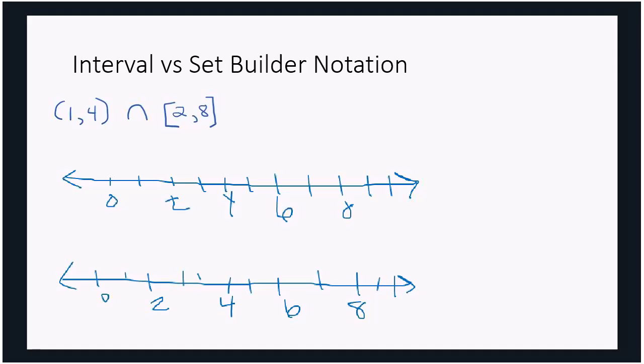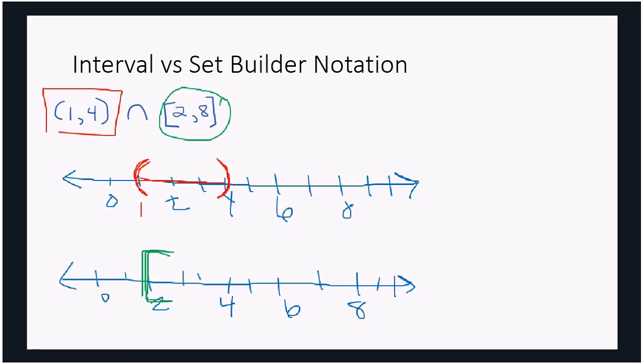So the first one, I'm going to change my color here. This set of +1 to +4 and not including them, that's going to be right here. So from 1 to +4. So my round brackets, my parentheses for that one. And then my second one is this set here, which is +2, but this time I'm including the 2, so that's a square bracket on my number line, to +8 right here.